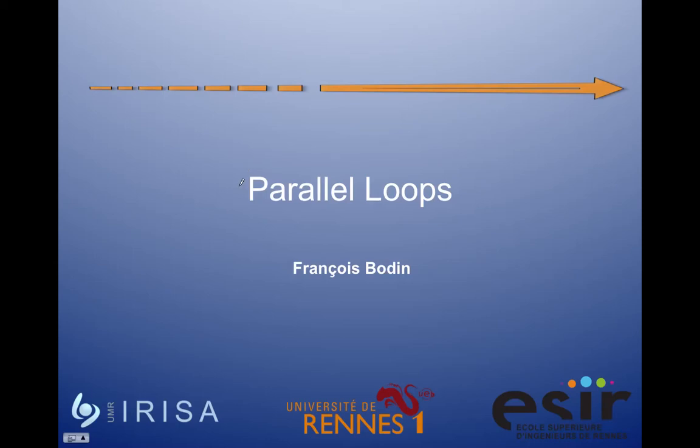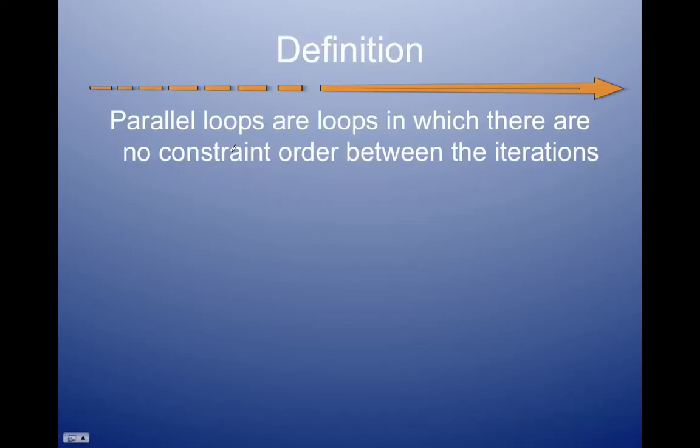Parallel loops. Parallel loops are loops in which there are no constraint order between the iterations. This is a particularly important case of parallel computing because usually programs have most of their computation concentrated in loops. So we want to know if we can execute these loops in parallel or not. Executing a loop in parallel means that the iterations are distributed over threads, tasks, or processes.